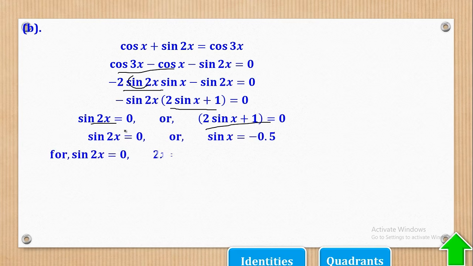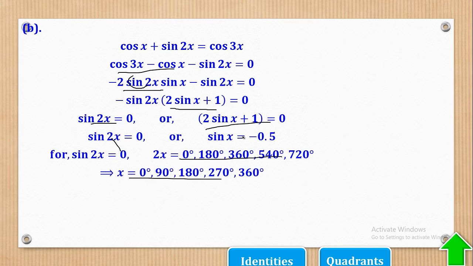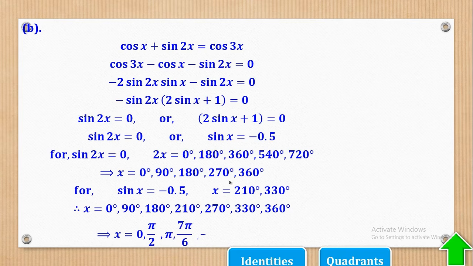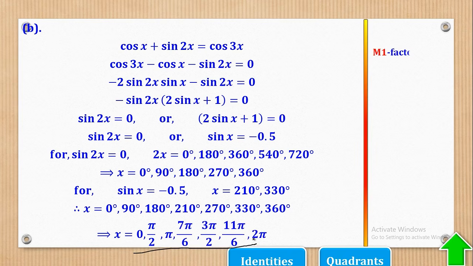So that means that for this one, 2x is that, and therefore x is that. Then for this one, x is that. Therefore the required angles are those ones. But remember, they want your answers in radians, so you have to convert to radians. So basically that's what they wanted.